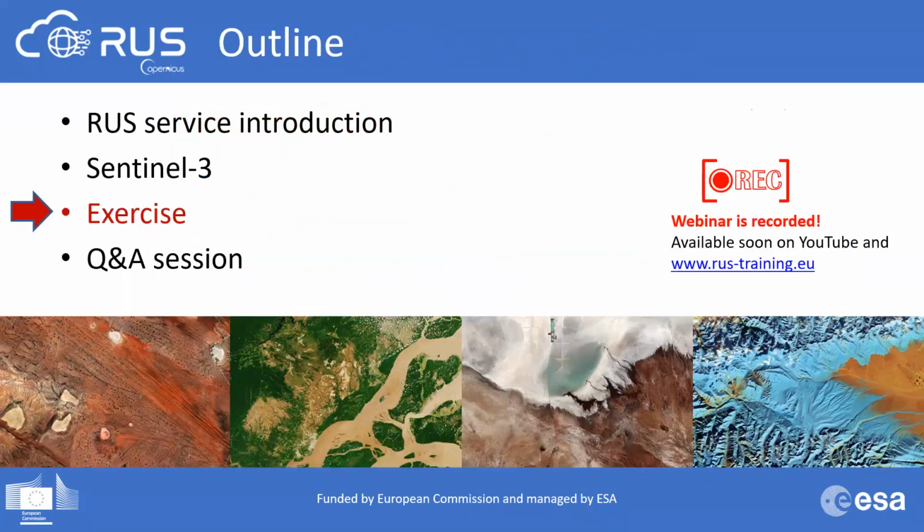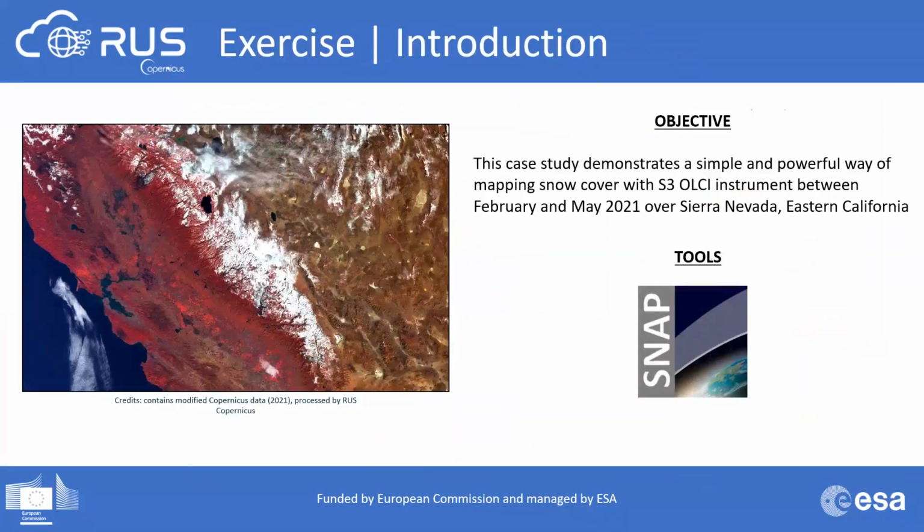So now that everyone has a little bit of background on the Sentinel-3 mission and associated OLCI products, we're going to move on to our exercise. Today's case study will demonstrate a simple and powerful way of mapping snow cover with the Sentinel-3 OLCI instrument between February and May 2021 over the Sierra Nevada and Eastern California. We'll process the OLCI products in the SNAP software.